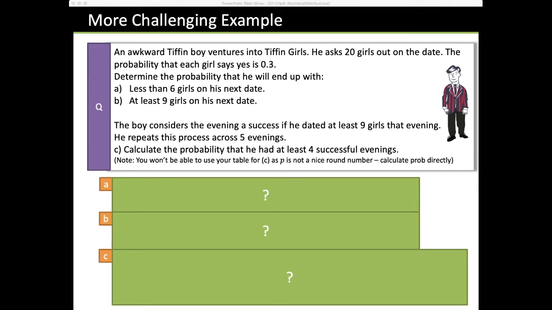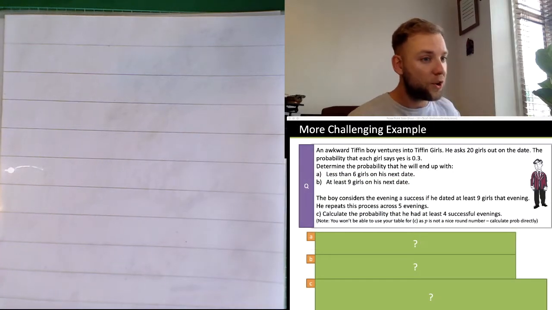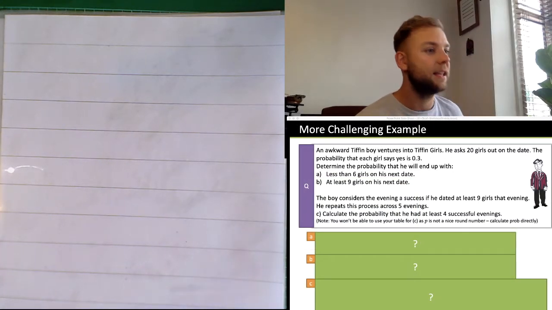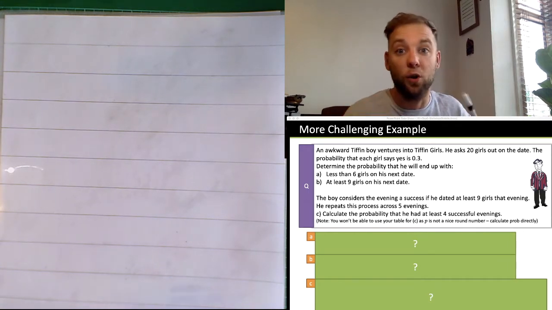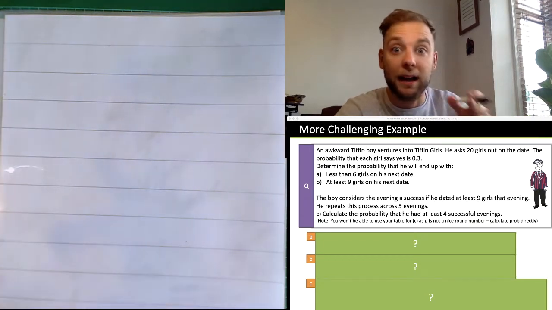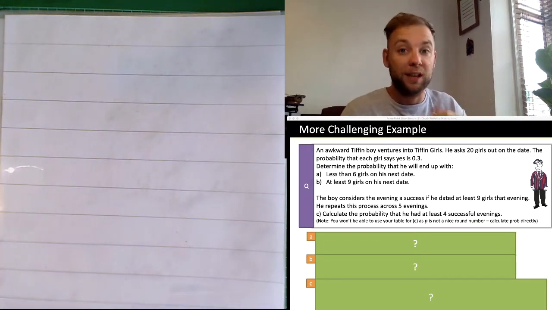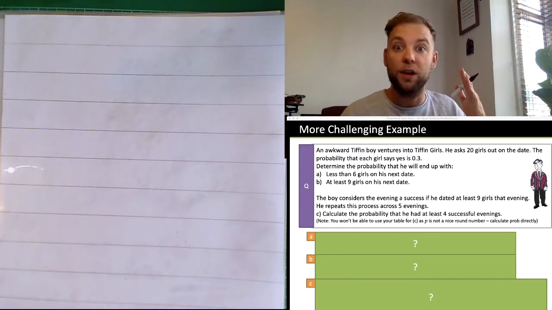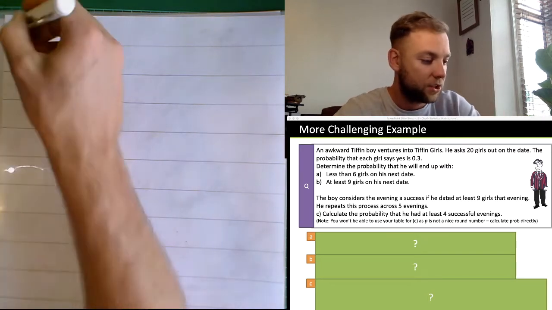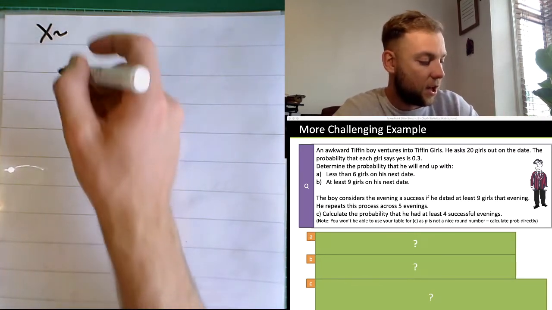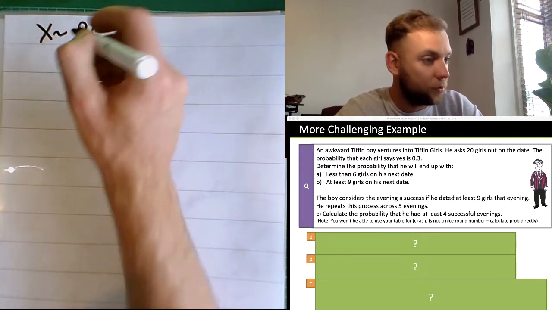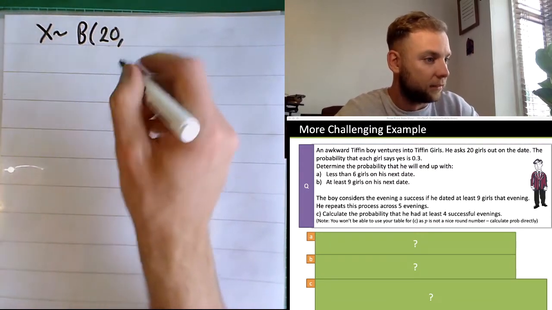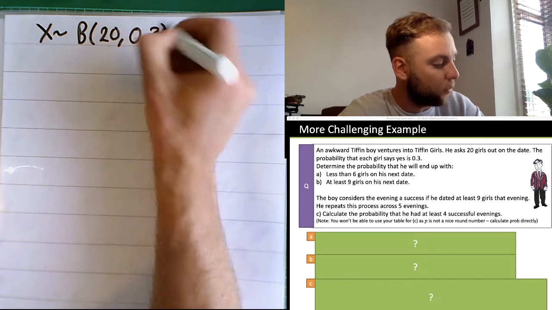Okay, so the first part says that he asked 20 girls out on a date, and the probability of each girl saying yes is 0.3. So let's write down my binomial. It's a binomial distribution. The events are independent. We've got a fixed number of trials, and there are only 2 outcomes: success and failure, which is 0.3 or 0.7. So in this case, I can say that x is represented by a binomial distribution with 20 trials and a probability of success of 0.3.